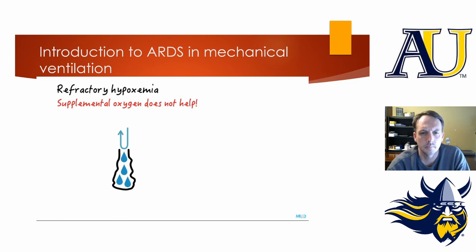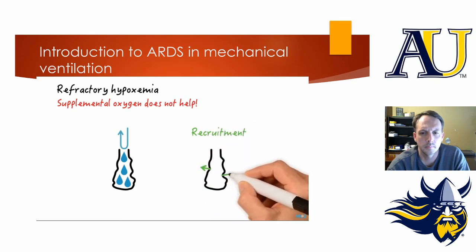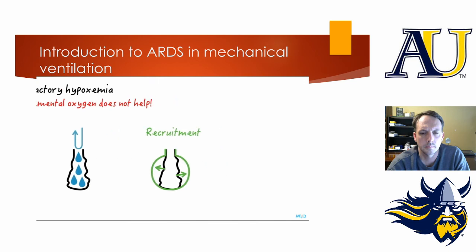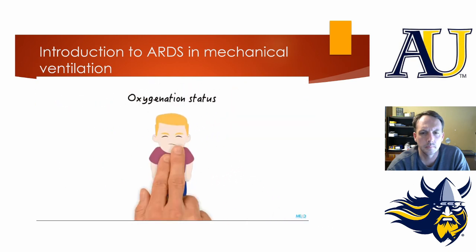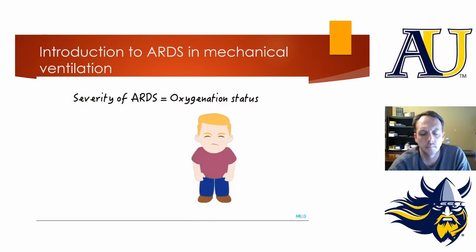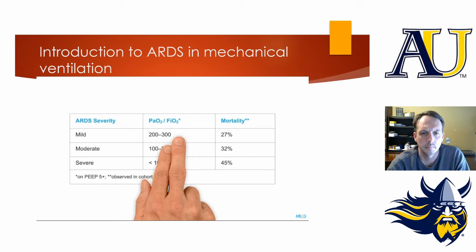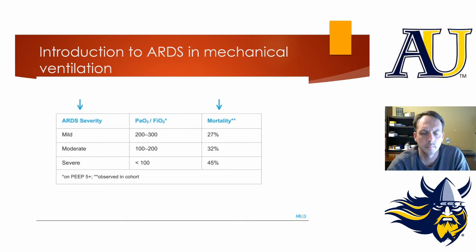Correcting refractory hypoxemia will require a recruitment of the alveolus, which is a reopening or a restabilizing of the collapsed alveolus. The oxygenation status of the patient is also one of the ways in which we classify the severity of ARDS. To determine the oxygenation status, the clinician should perform the PF ratio, which is simply the PaO2 divided by the FiO2 of the patient. Here you can see the classification of the severity of ARDS, as well as the mortality risk. So improving oxygenation will be one of the challenges in treating ARDS.